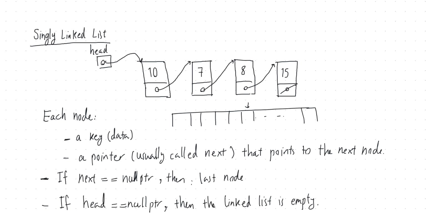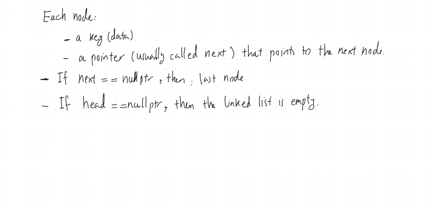If you want to go to the fifth element in a linked list, you have to start from the head, and from the head you go to the first node, from the first node you go to the second node, from the second, third, and so on. So you have to traverse the linked list to get to the fifth, 10th node, and so on. And as a result, let's write it down: unlike arrays, we do not have random access in linked lists.